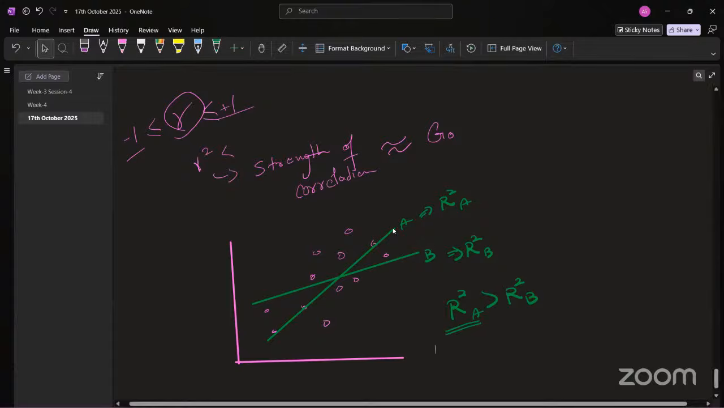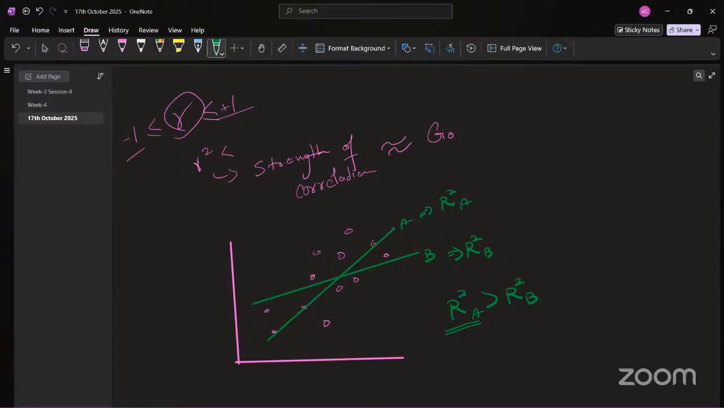Sir, but my question is, when a question comes in the exam or in the quiz on how to find R square, do we simply square the small r? Yes, you find out the correlation coefficient and you square it.